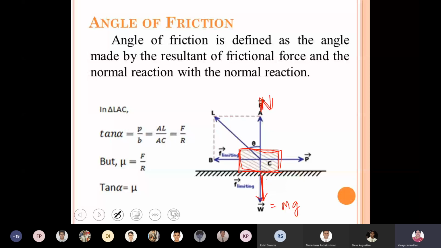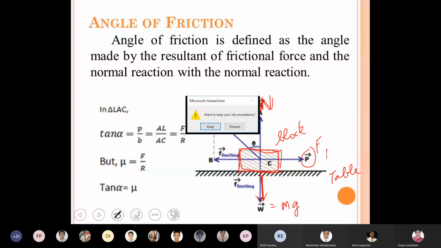A block of mass m is at rest on a table. So the block exerts a force equal to its own weight on the table. If I take this as the table and this as the block, then the table exerts an equal amount of force, which is equal to N. We call this the normal reaction on the block, so that the block is at rest, because all the forces acting along the vertical direction are equal and opposite. It cancels out.